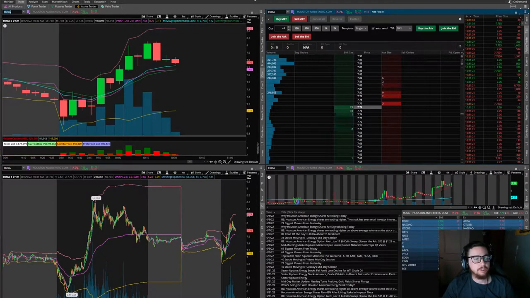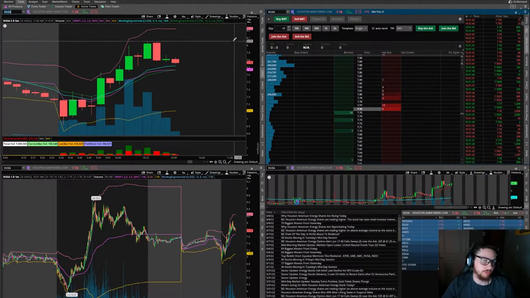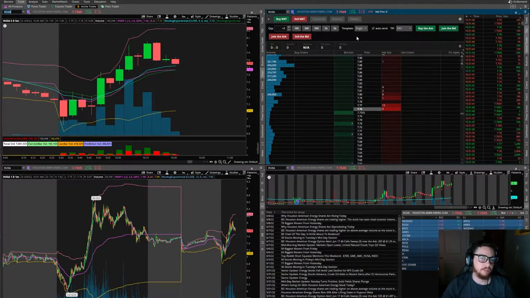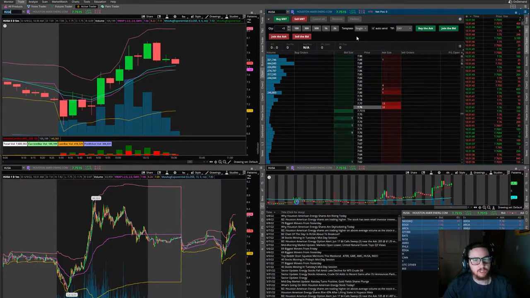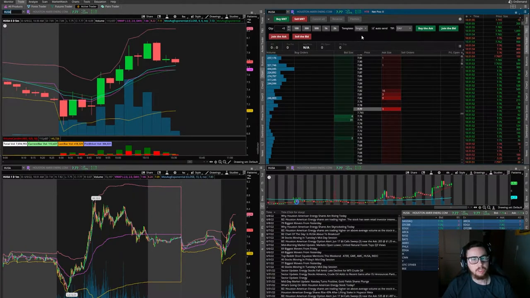Like I said, we're going to just go over kind of general usage of ThinkorSwim. A lot of this stuff will carry over to whatever brokerage you're using. Some of it will look a little different. Some of it might operate a little different. But generally speaking, this will be a nice overview of how to operate whatever system you're using. In my specific case today, it's going to be ThinkorSwim.